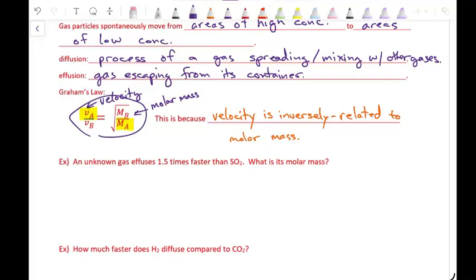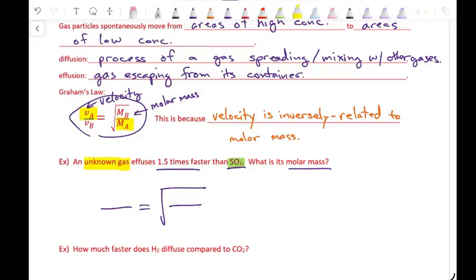An unknown gas diffuses 1.5 times faster than SO2. What is its molar mass? All right, so we're going to set up our little fraction here, and we're going to set it equal to another fraction that's inside of a square root sign. And we're just going to assign our substances. In this case, we've got SO2, and then we have an unknown gas, right? And one of them we're going to call A, and the other one we're going to call B. And it doesn't really matter too much which one we assign to be which.